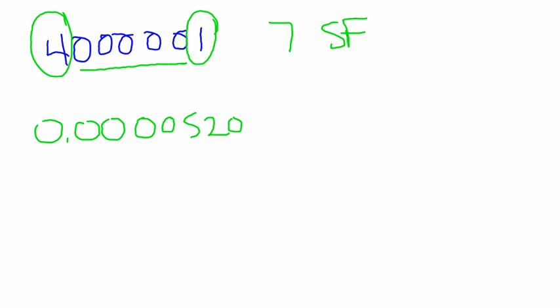If we move down to D, this is one of the tougher ones. 0.0000520. This one has a couple of zeros that are significant and a couple that are not significant. And I'm sorry, I missed a zero there on the end. There we go. These in front are in front of a non-zero number, so none of those are significant.